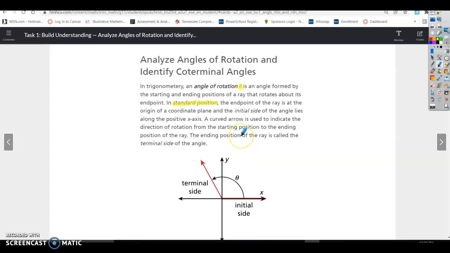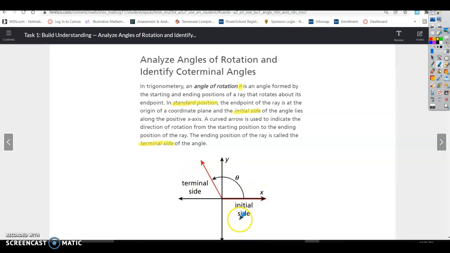In standard position, the endpoint of the ray is at the origin of a coordinate plane, and the initial side, very important to know, the initial side of the angle lies along the positive x-axis. A curved arrow is used to indicate the direction of rotation from the starting position to the ending position of the ray. The ending position of the ray is called the terminal side of the angle.